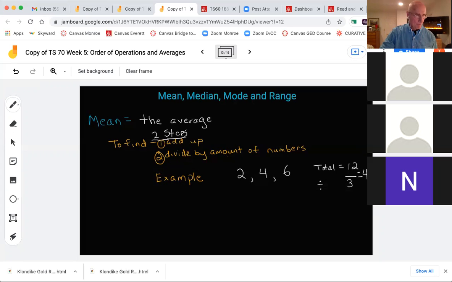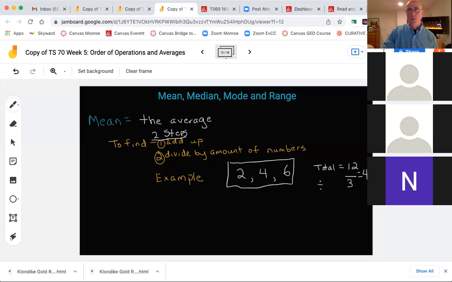So in my example here, I've got 3 numbers. I've got 2, 4, and 6. If they ask you to find the mean, that means the average. Step 1, add them all up. So 2 and 4 is 6, plus 6 is 12. It gives me a total of 12. How many numbers are there total? There's 1, 2, 3. So I divide 12 by 3, and so the average is 4.